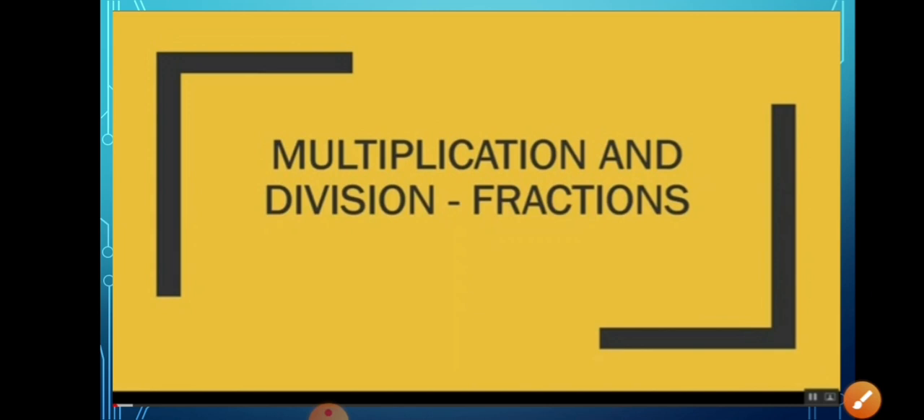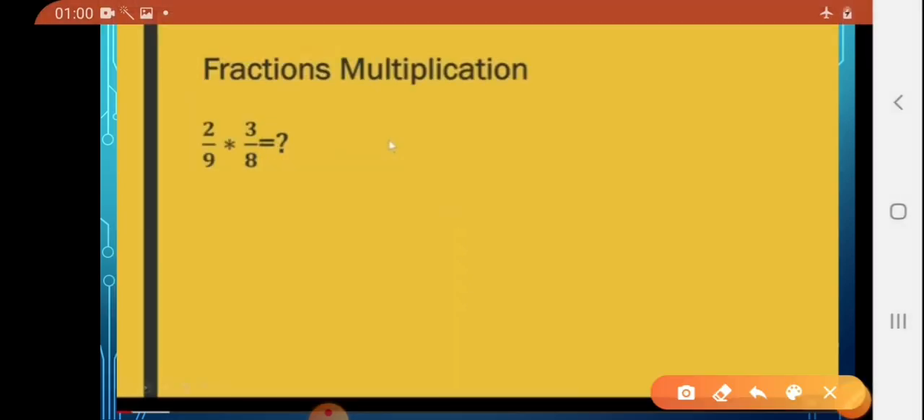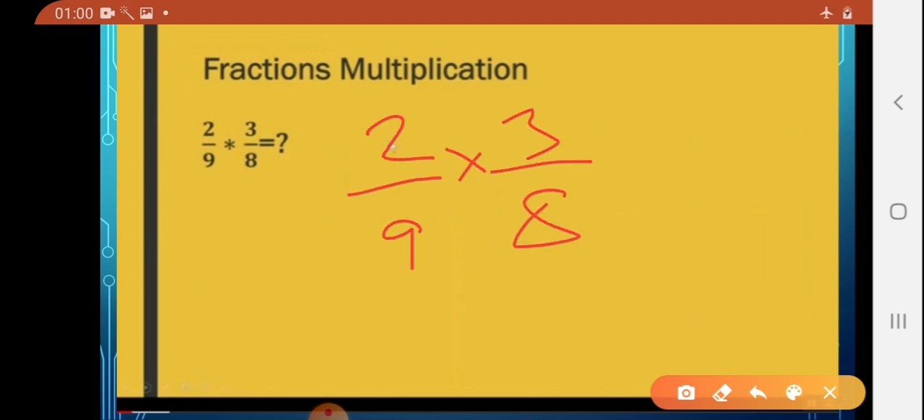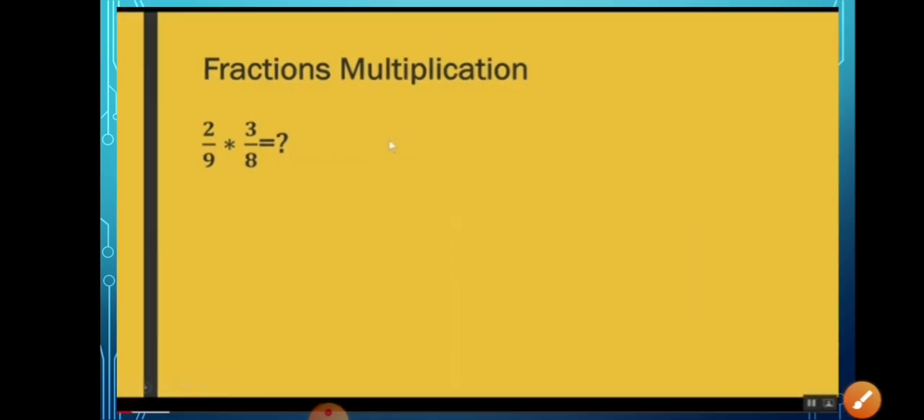Now next topic is multiplication and division of fraction. Now here two numbers are there, 2 upon 9 into 3 upon 8. Again here we can say that there are two methods. First method, what is there? Multiplication first.